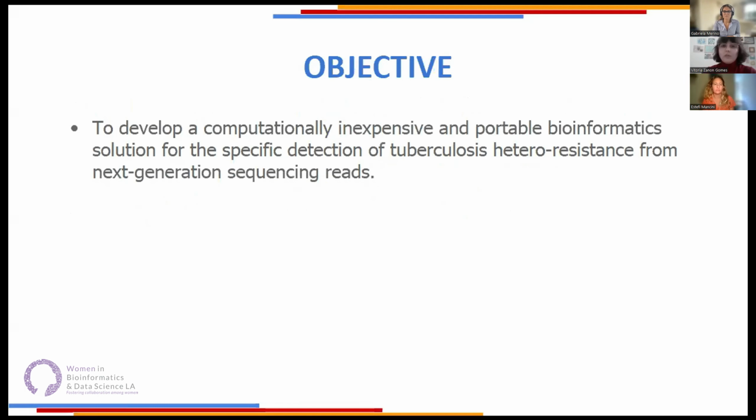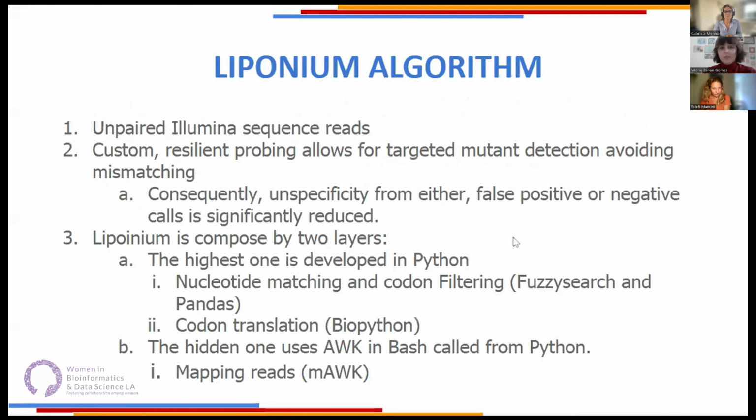So, considering what has been discussed here, our objective was to develop a computationally inexpensive and portable informatics solution for the specific detection of tuberculosis heteroresistance from next generation sequencing reads. And for that, we developed Liponium. Liponium is a Python-based tool that takes unpaired Illumina sequence reads as input through FASTQ files, not being necessary to work with the whole genome, but it can work with it too.